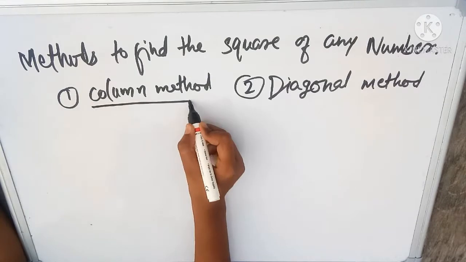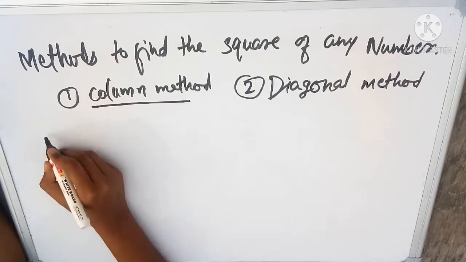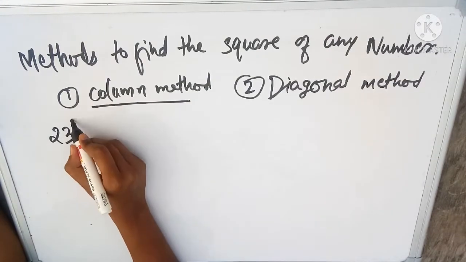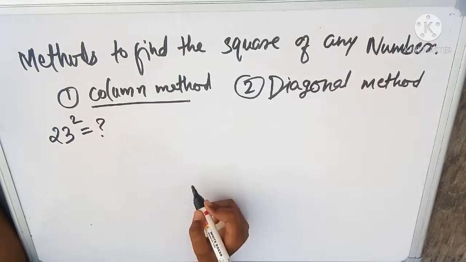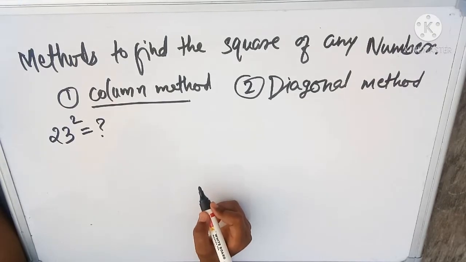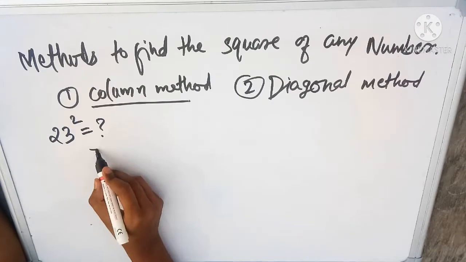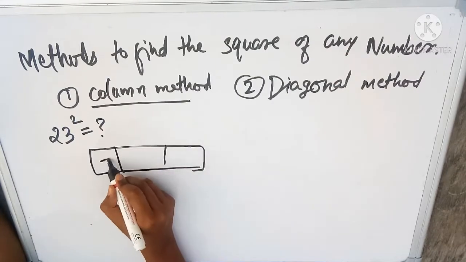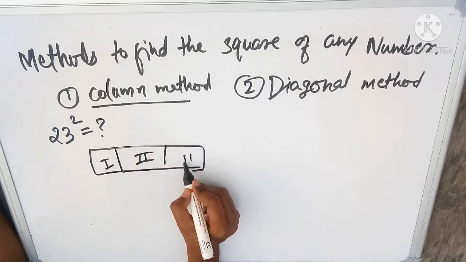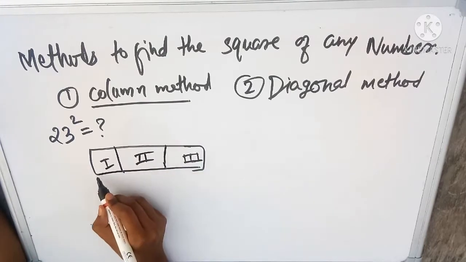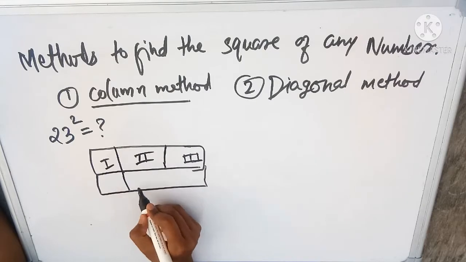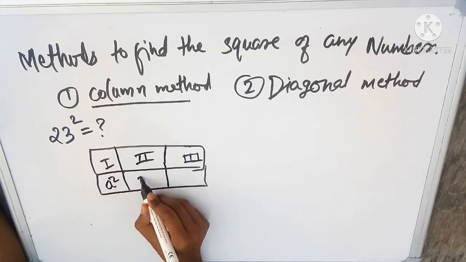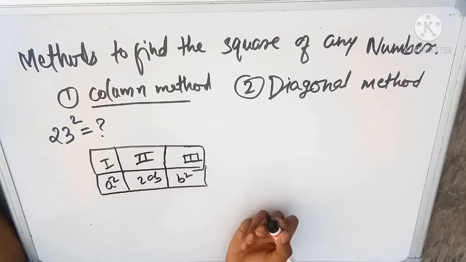First is column method. So let us understand by example. Suppose we have to find the square of 23 using column method. So we will first make columns, 3 columns over here, 1, 2 and 3. And the formula here is a square, 2ab and b square.